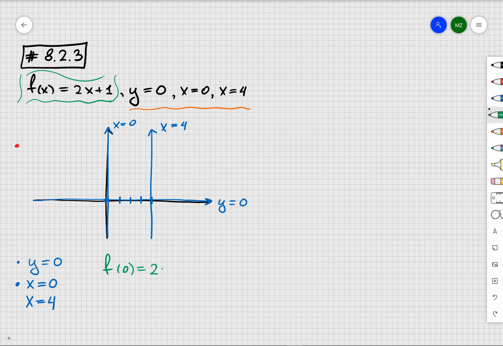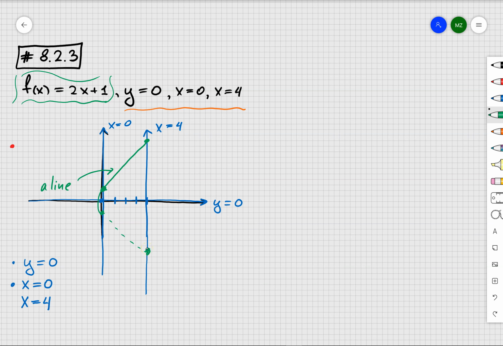Then I'm going to find f of 0, and f of 0 is equal to 1, and f of 4 is going to be equal to 9. And if I want to sketch a line, what do I need to do? I just need to sketch these 2 points and sketch a straight line between those 2 points.